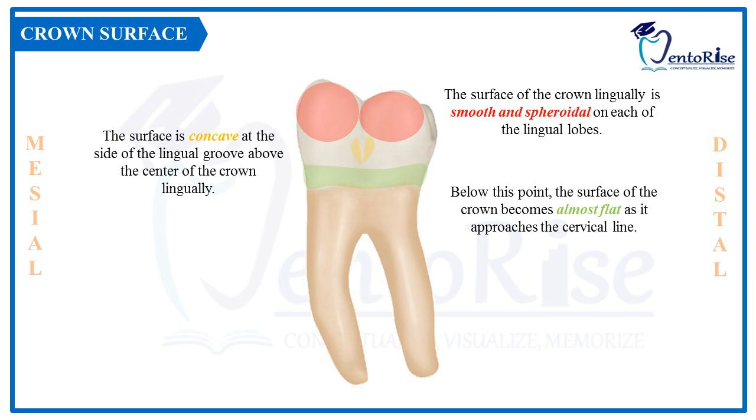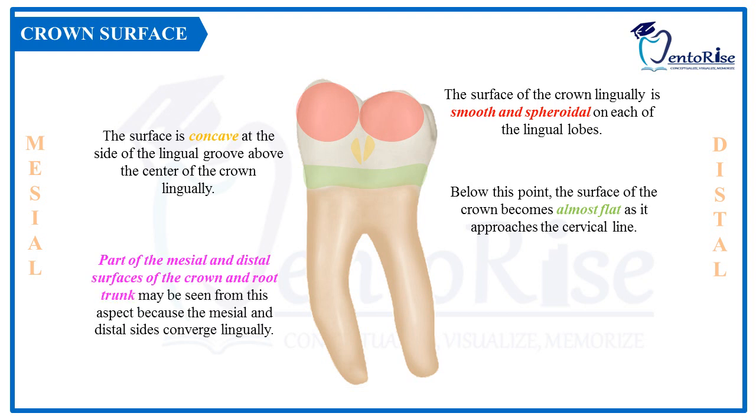From this aspect, parts of the mesial and distal surfaces of the crown and the root trunk may be seen because the mesial and the distal sides converge lingually.